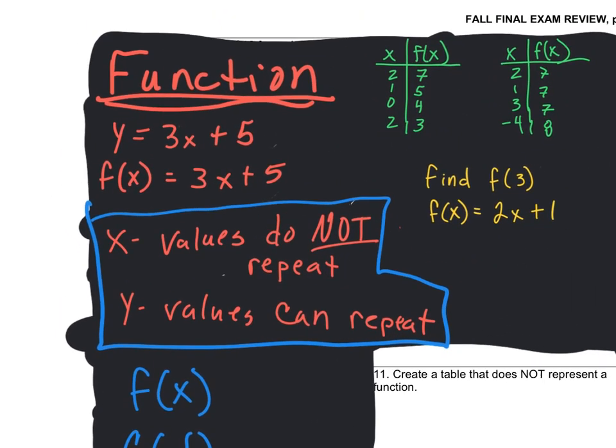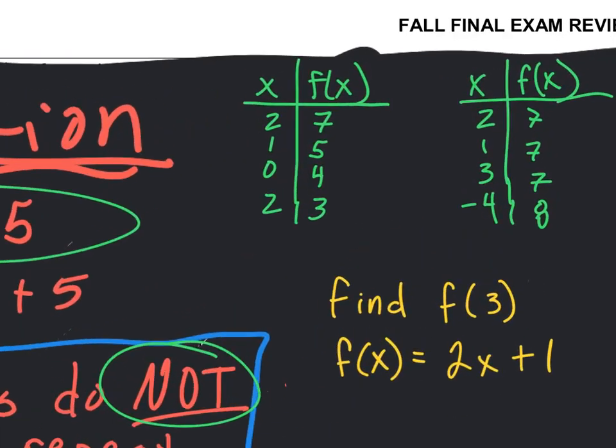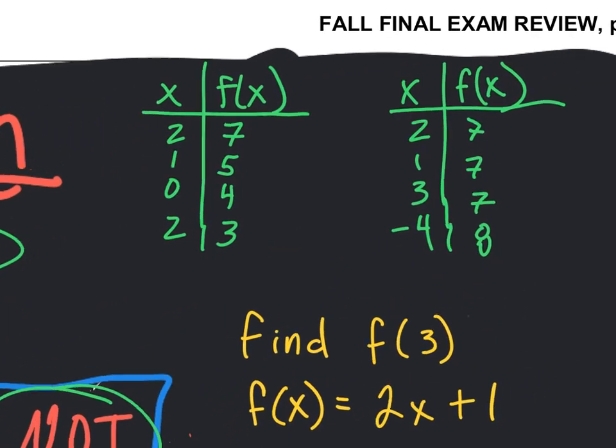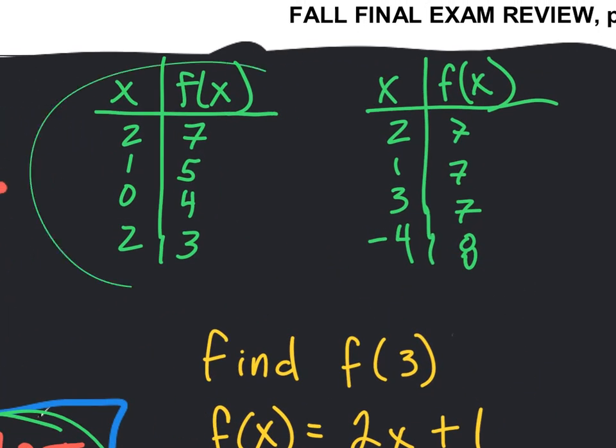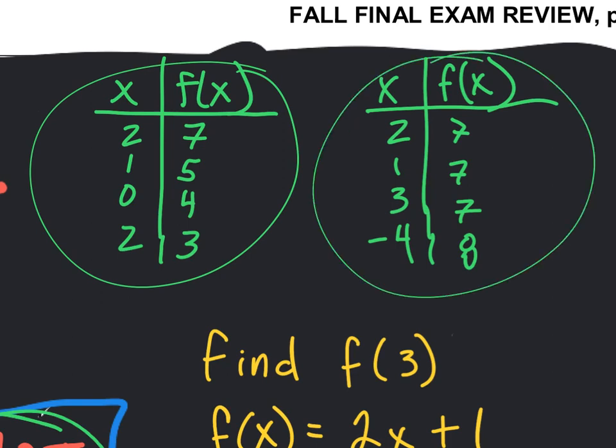Remember that we have an equation. We know it's an equation because it has an equal sign. But when I want to make it a function, then I'm going to change the notation. So it says f of x. When it's a function, we know that x values do not repeat. Y values can repeat. So if you take a look at these two tables right here, this one and this one, which one is not a function?